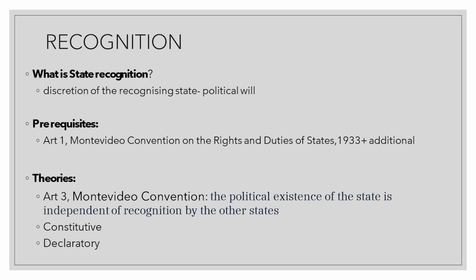And the act of recognizing a state as a state is at the discretion of other states. So, for example, there is a new state, say state X. Now, it is the discretion of existing states A, B, C, D to recognize this X as a state or not recognize it as a state. So state recognition is at the discretion of the recognizing state. The recognizing state is the state which is giving recognition to the newly formed state as a state. So this discretion is followed by the political will of the state.